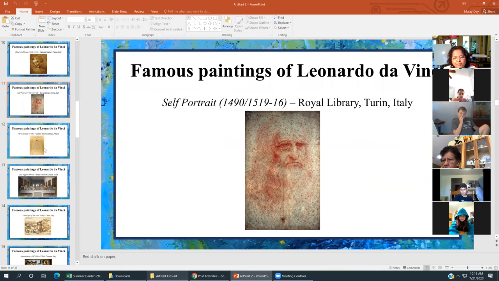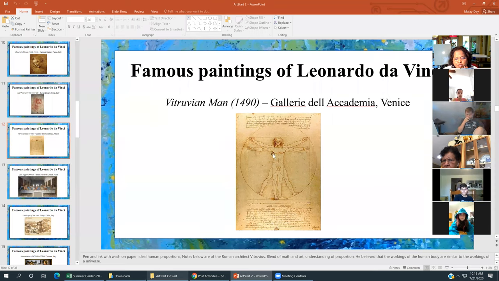Okay, then the next, look at this painting. This is actually almost a sketch. It's like an ink wash. See this brown paper? It's like a wash. You just do a little wash, and this is done by ink. And what he's showcasing here is the Roman architect Vitruvius. All this writing is about something that Vitruvius had written. And he's showing that this man can either fit in a circle, so see the circle, or a square. A lot of scientific journals use the Vitruvian man in their journals, okay? And the original is in Venice, okay?